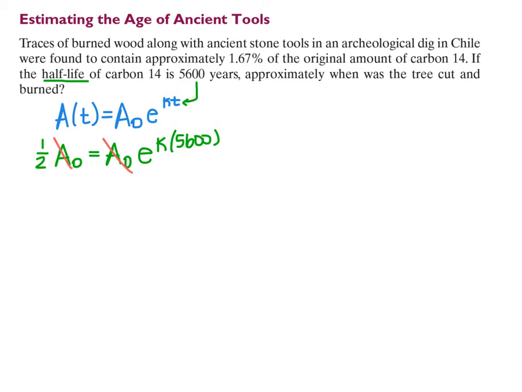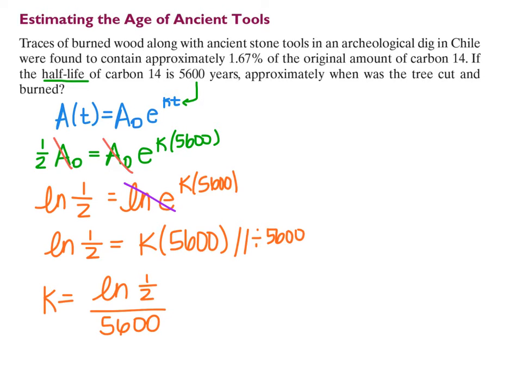Now I'm going to apply ln to both sides because, see, I just have that e to a power left over. Let's do that and find out what k is equal to. So I apply ln, the ln and the e cancel, and I divide each side by 5,600 to get that k, or that decay rate, by itself. So this quantity, ln of 1/2 all over 5,600, is actually my decay rate, or my k. And I'm going to leave it here because I'm going to need it in another equation to find out when this tree was cut and burned.